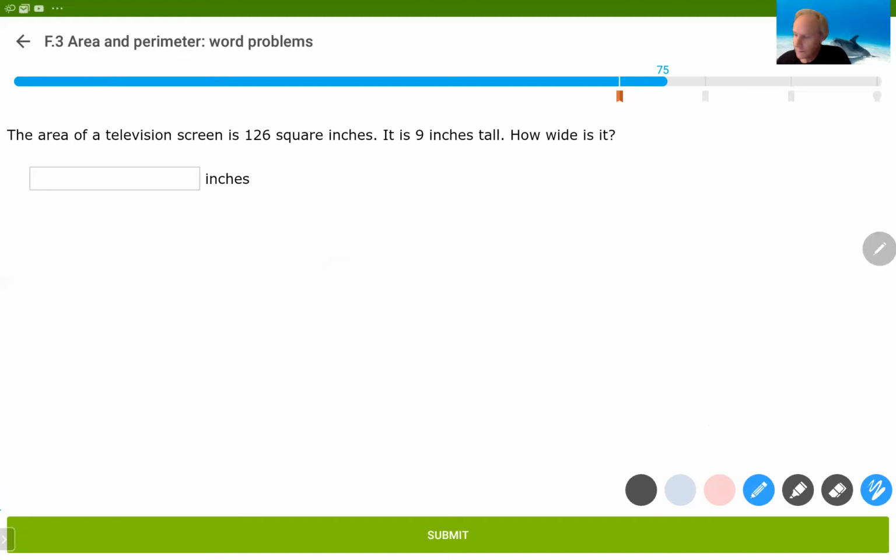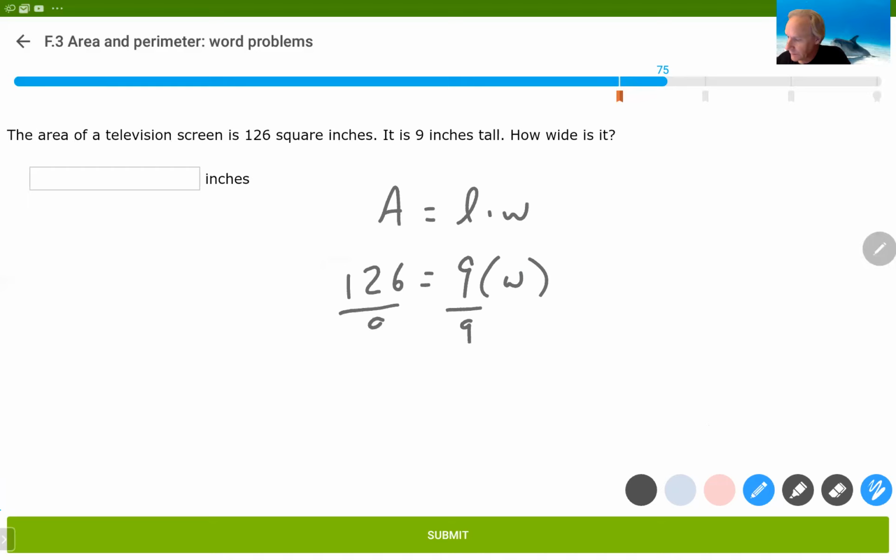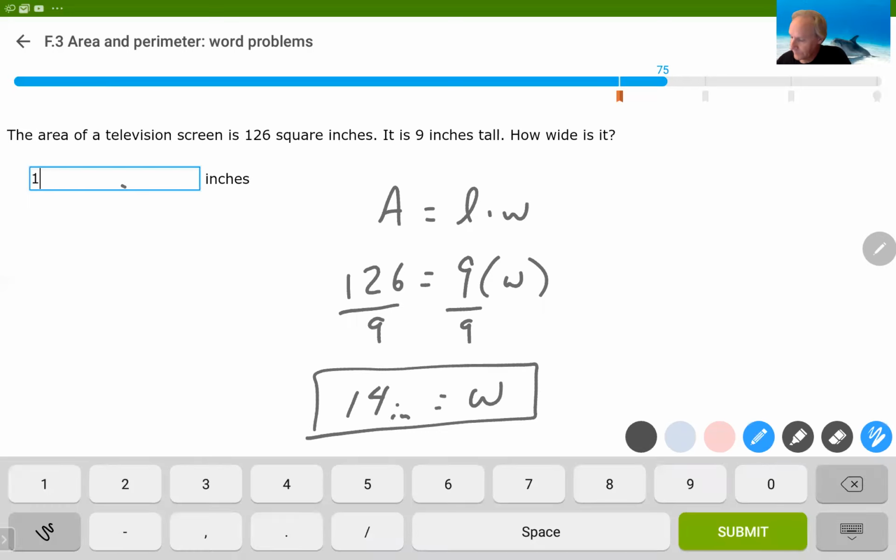Okay, how wide is it? So we got the area. Area equals length times width. That's 126 is equal to 9 by W. And we're going to divide by 9 on both sides. 9 goes into 126, looks like 14 times. 14, in this case, inches. Oh, I said 14. There we go.